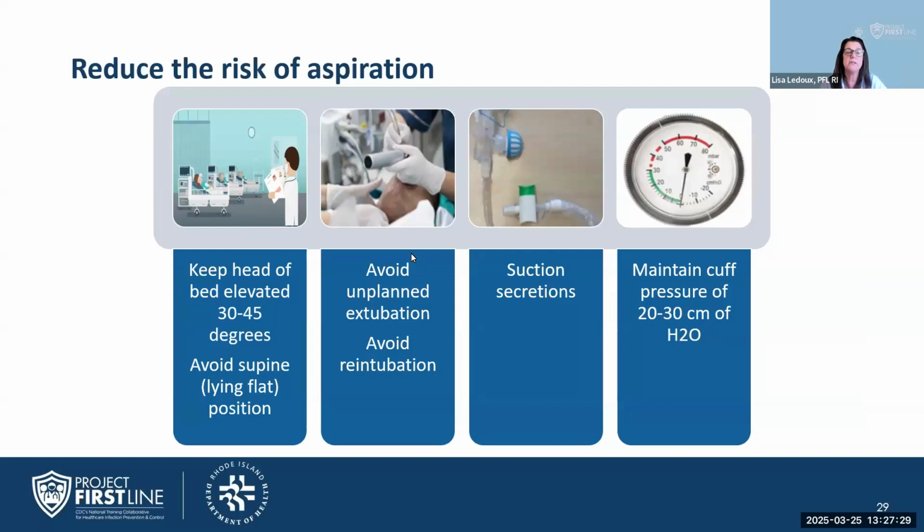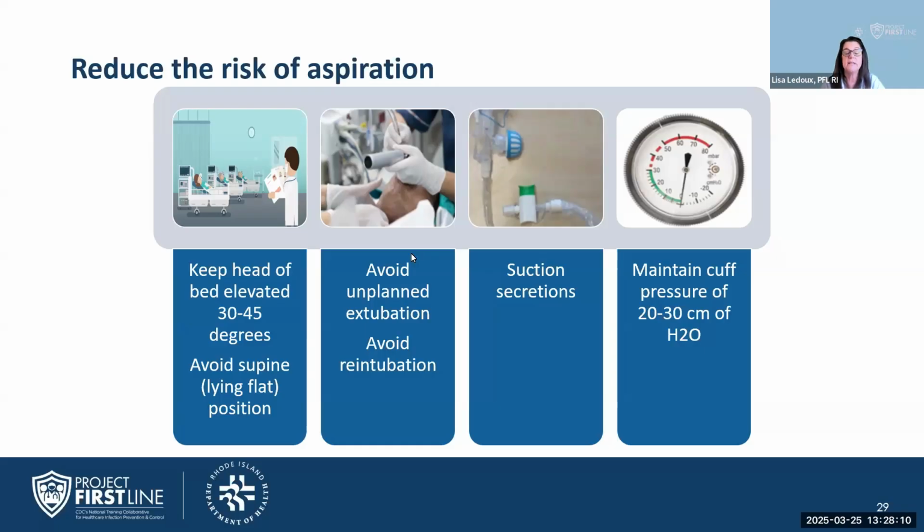So to prevent the risk of aspiration, first, proper positioning is important. Keeping the head of the bed elevated reduces gastric reflux and subsequent risk of aspiration. Keeping the head of the bed elevated between 30 and 45 degrees helps prevent the aspiration of those secretions into the lungs and lowers the risk of VAP. Avoid the supine position, which is lying completely flat. Avoid unplanned extubation. That could happen either accidentally by healthcare personnel performing tasks bedside, or when the patient pulls on that tube due to undersedation and increased consciousness.